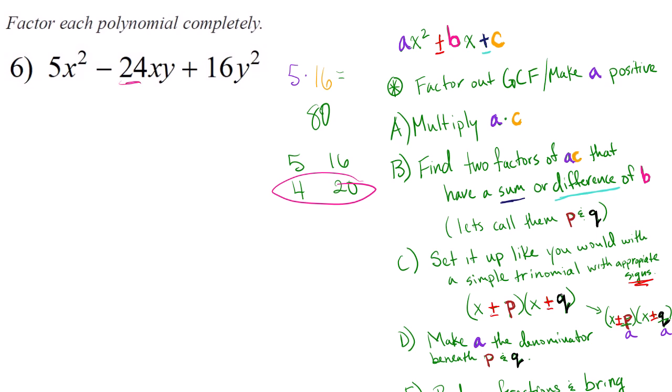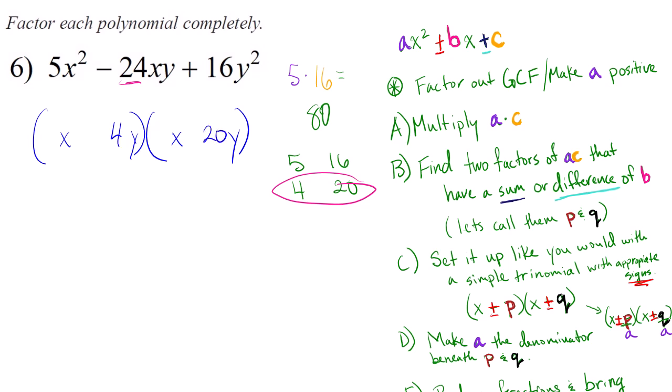All right, and so now let's get them all set up. We're going to put an x here and an x here. Notice this time we have another variable, right? We have a y squared, and we've dealt with that before. We just put that second variable at the end, right? So no big deal. And now we're going to put the 4 in one spot and the 20 in the other. Doesn't matter which order.